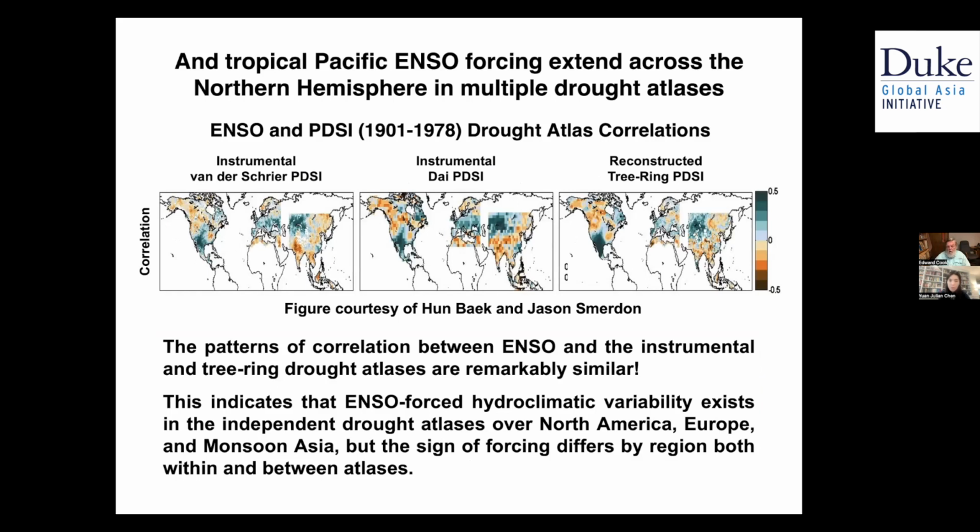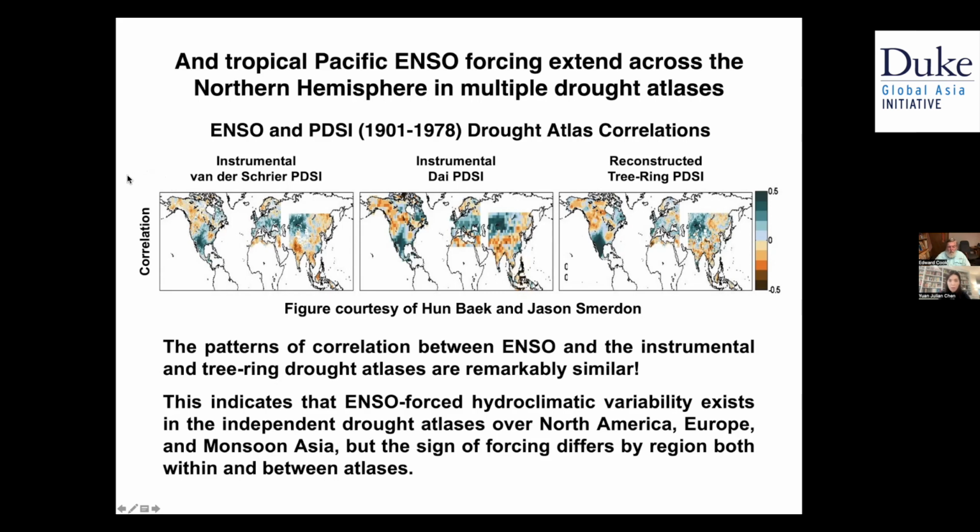This gives you an example. I've developed multiple drought atlases: the North American Drought Atlas, the Old World Drought Atlas, and the Monsoon Asia Drought Atlas here. You can correlate the El Niño Southern Oscillation against the reconstruction of drought at these different locations using the instrumental data and the tree ring estimates. There's a remarkable consistency between what the trees are telling us about drought and wetness related to ENSO variability on continental scales and what is also indicated in the instrumental data.